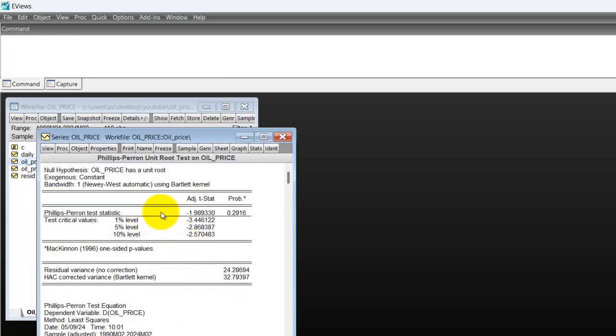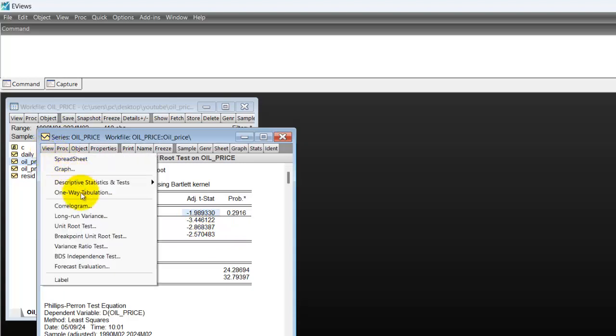For level, you can see that the result is not stationary. Why is it not stationary? The probability value is greater than 5%. And secondly, the absolute value of the PP test statistic is less than the three critical values. You can say at 1% it is less, at 5% less, and at 10% it is also less. Now let us check for the first difference.